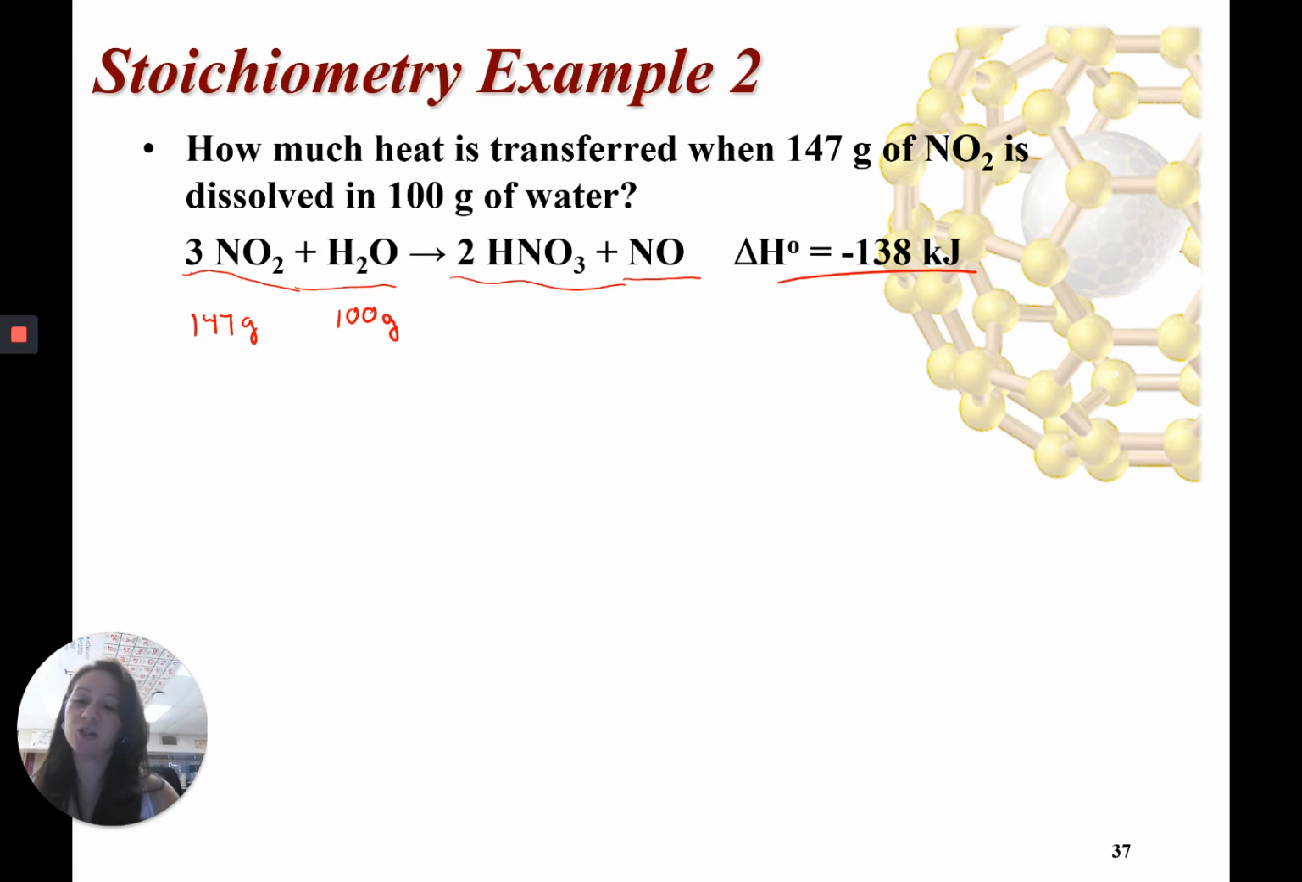In this case, what I'm going to do is start with both reactants and solve for how much heat will be produced. The one that produces less heat is going to be the correct one, which is going to be my limiting reactant and the correct amount of heat that's released.